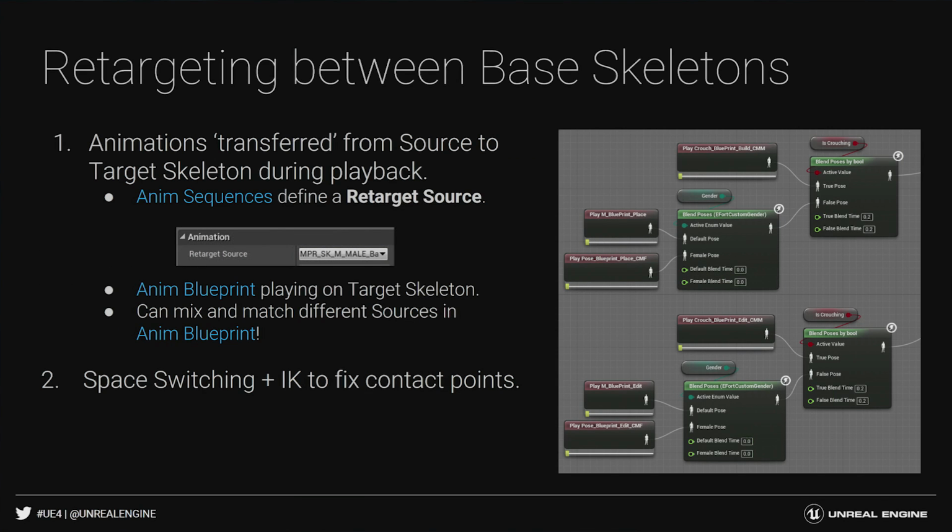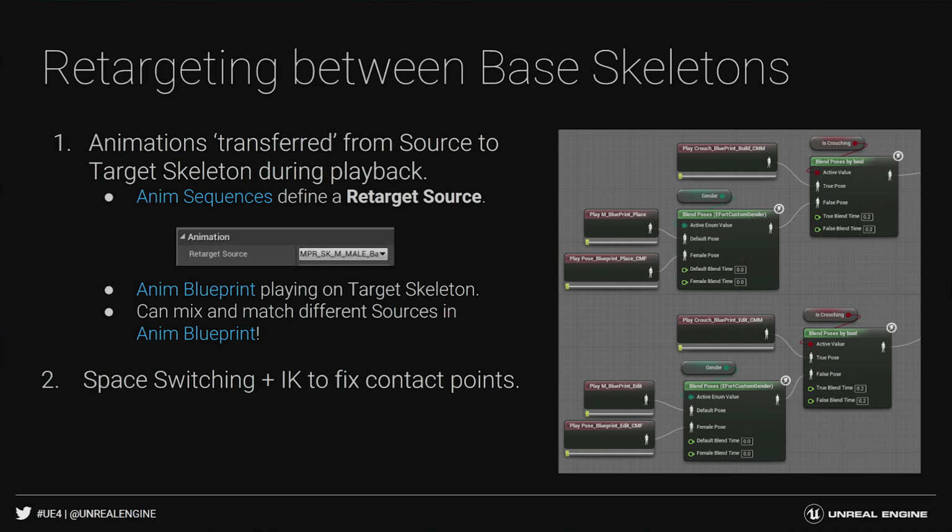So how do we retarget animation between base skeletons? We do that in 2 steps. The first step is the actual animation transfer. So in an animation graph, we have multiple animation nodes. These play clips of any kind. They define a retarget source, and a retarget source defines which skeleton was used when the animation was authored. So it tells us the proportions. When this animation blueprint plays on a different skeleton, if the source and the target skeleton are not the same, then we do some special remapping on the animation.